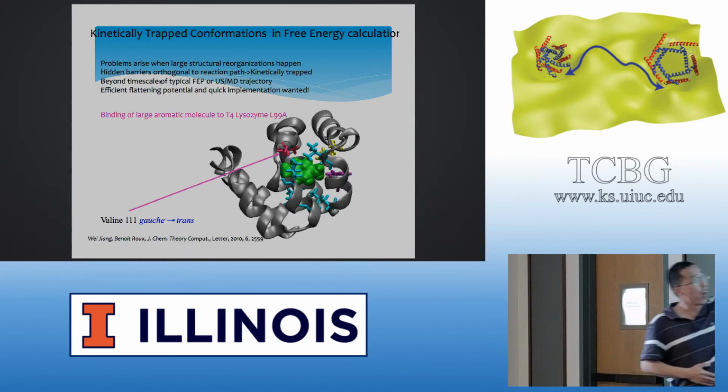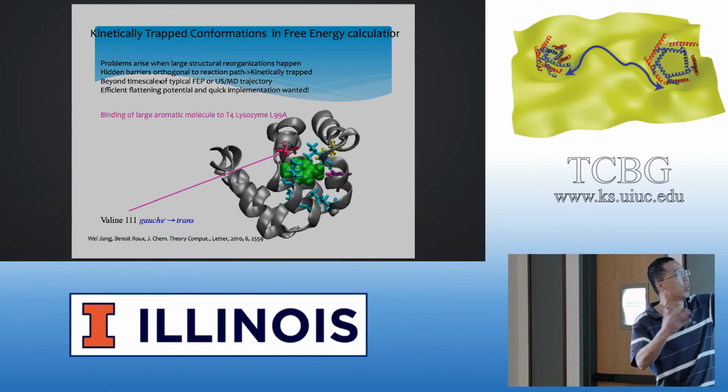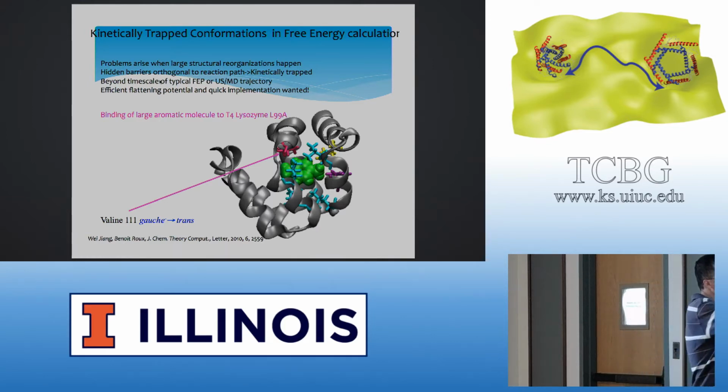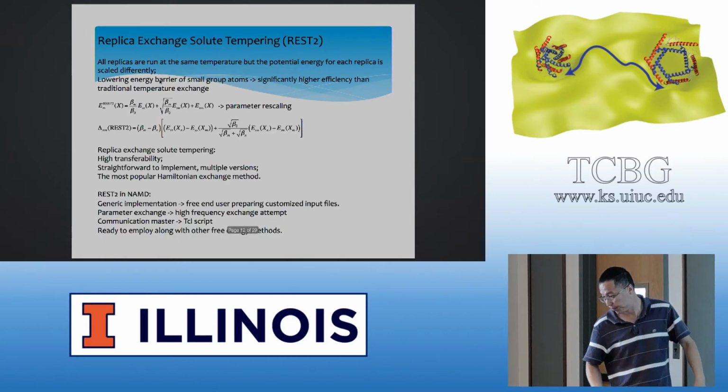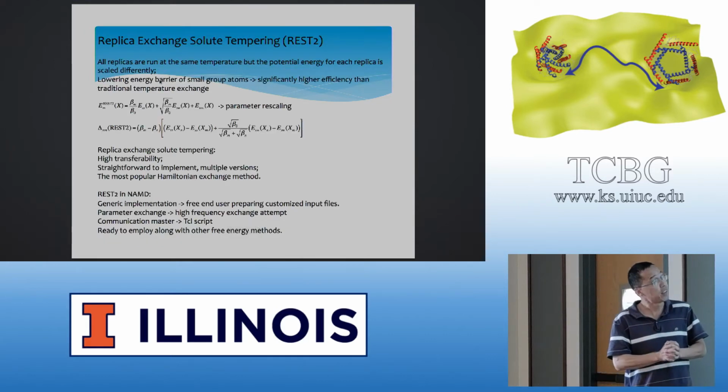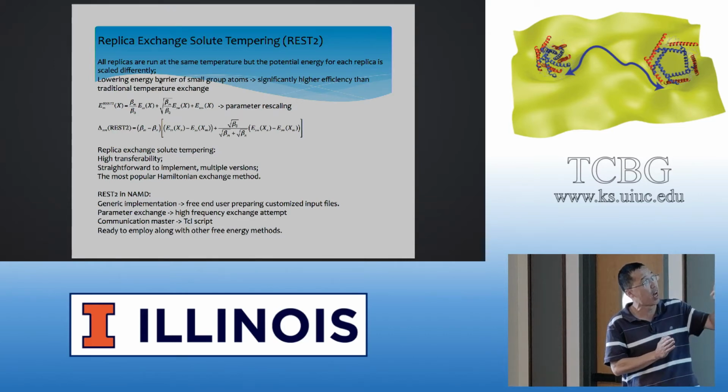In free energy perturbation calculation or umbrella sampling, this hidden barrier is orthogonal to the reaction path, and they form the large time scale kinetically trapped state beyond the time scale of the typical FEP trajectory. So now let's see how REST2 is designed and how REST2 can be applied to those kinds of large time scale problems.